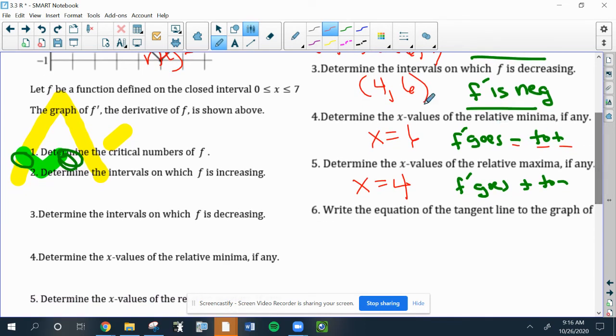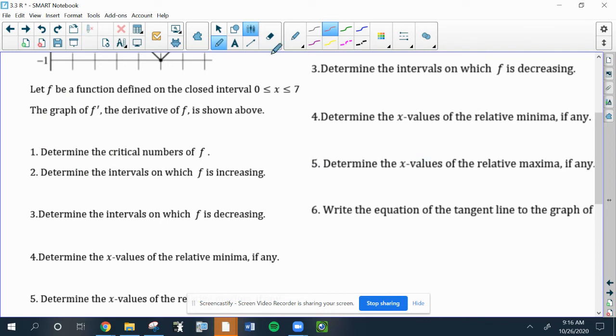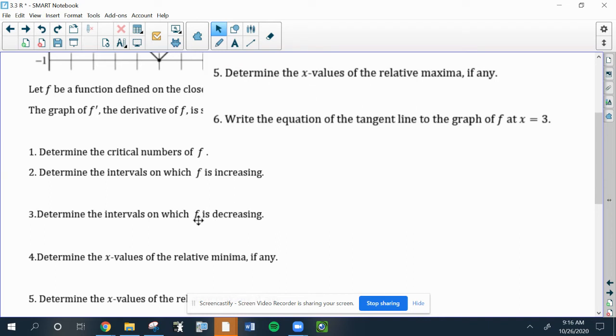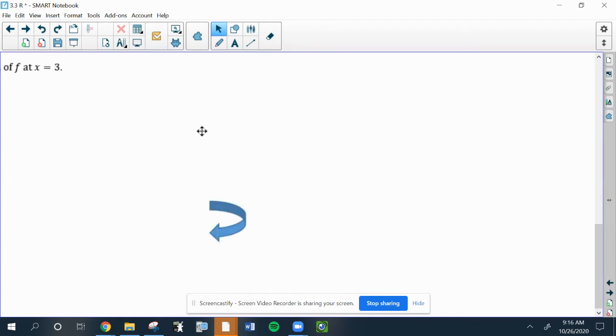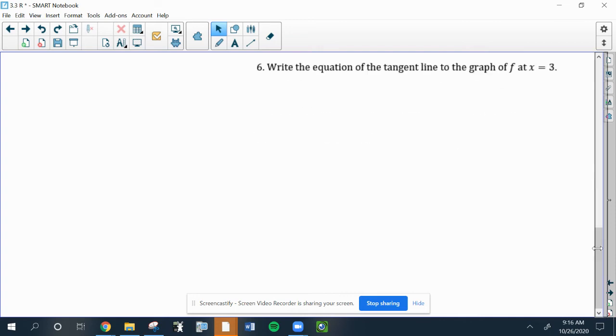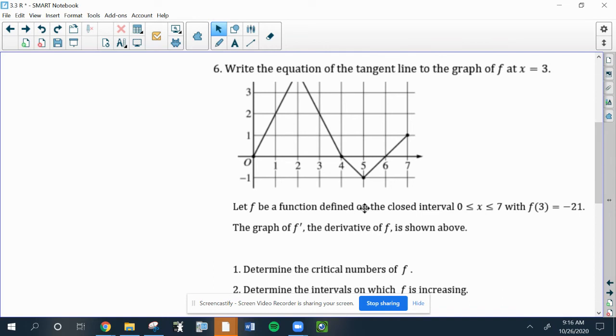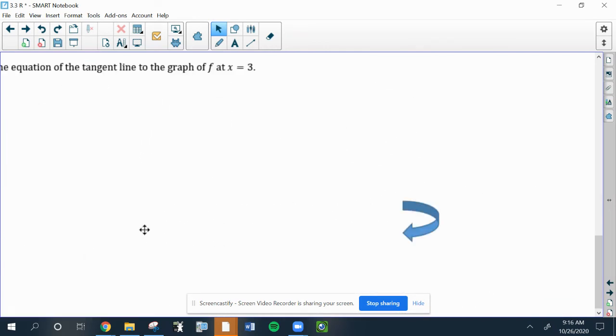So there's one last question. Write the equation of the tangent line to the graph at x equals 3. Let me get rid of all this stuff. So as usual, what I'm going to do is answer the question without even looking at the graph, and then we'll use the graph.